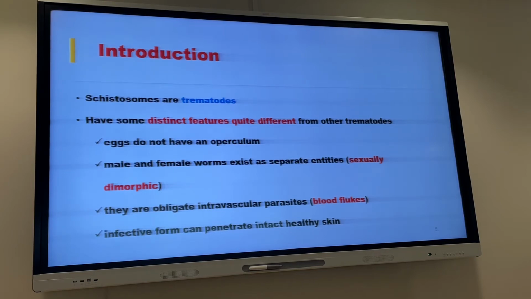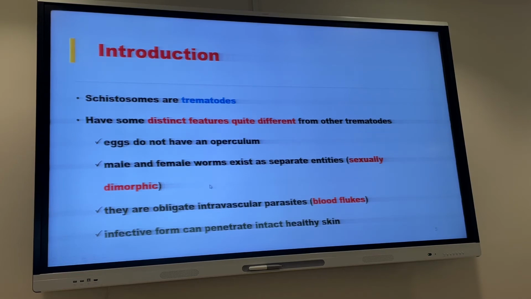Now, most trematodes are hermaphrodites. So both the male and the female reproductive organs are supposed to be present in the same unit, right? With schistosomes, the male and the female worms exist as separate entities. So they are not hermaphrodites. So they are not flatworms, in quotes, okay? Although they are regarded as trematodes.